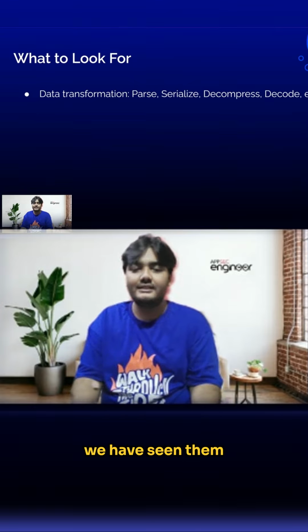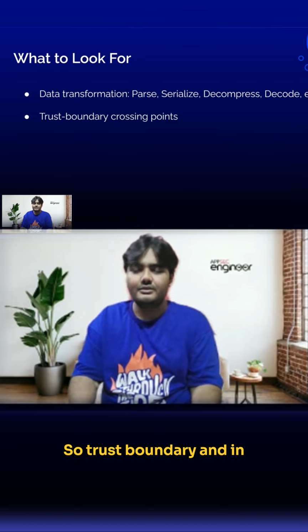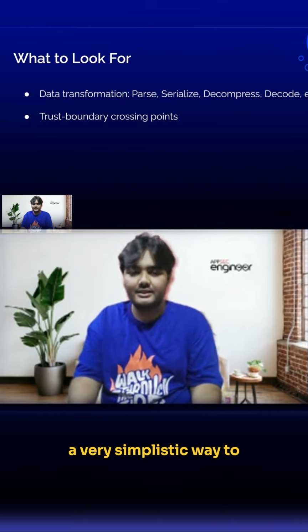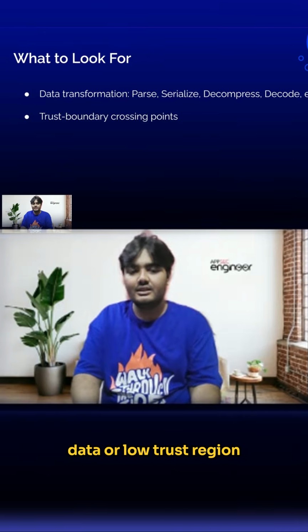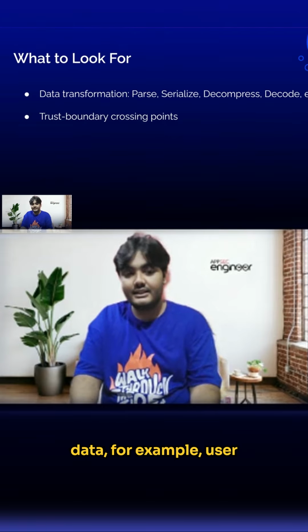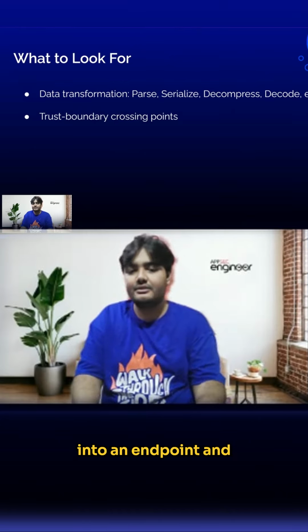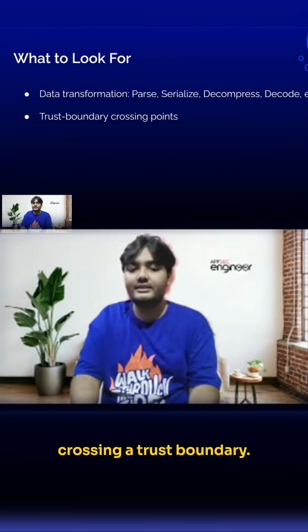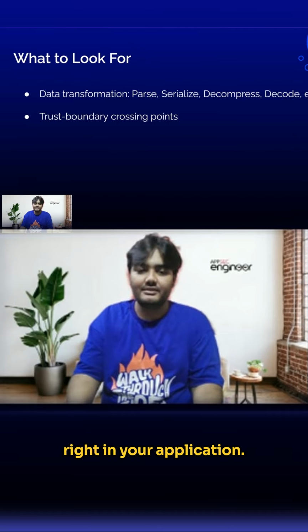Parser differentials, we have seen them over and over again. Trust boundary crossing points. Now, this is an interesting one. So, trust boundary, in a very simplistic way to describe it, essentially is the gap between the low trust region and the high trust region, right? Where low trust data, for example, network data, for example, user input data, is crossing the line and is coming into an area where things are high trust. So the input data coming into an endpoint and then being processed, it's crossing a trust boundary. It's coming from a low trust area, which is external network data, and it's flowing into the internal application, your application. So that's a high trust area. So that's what a trust boundary is.